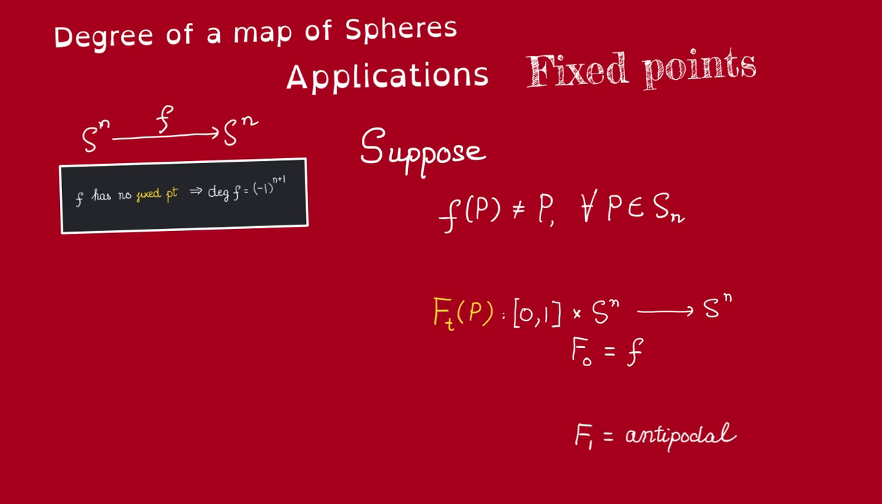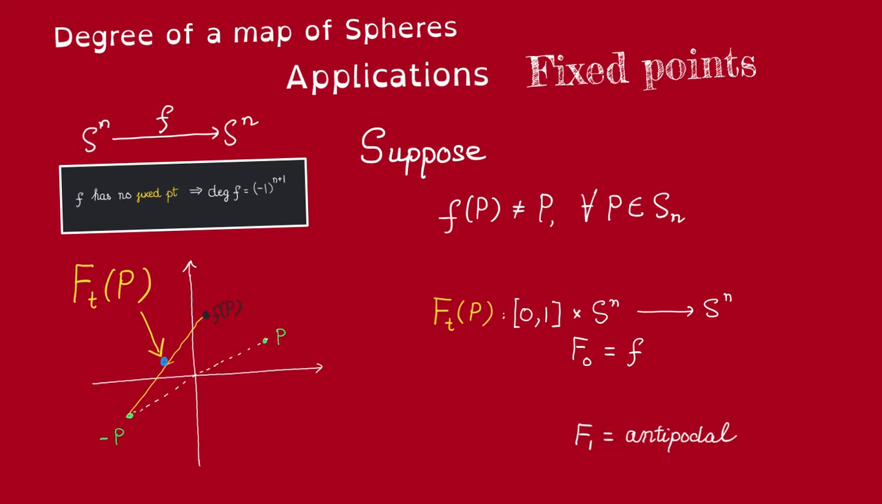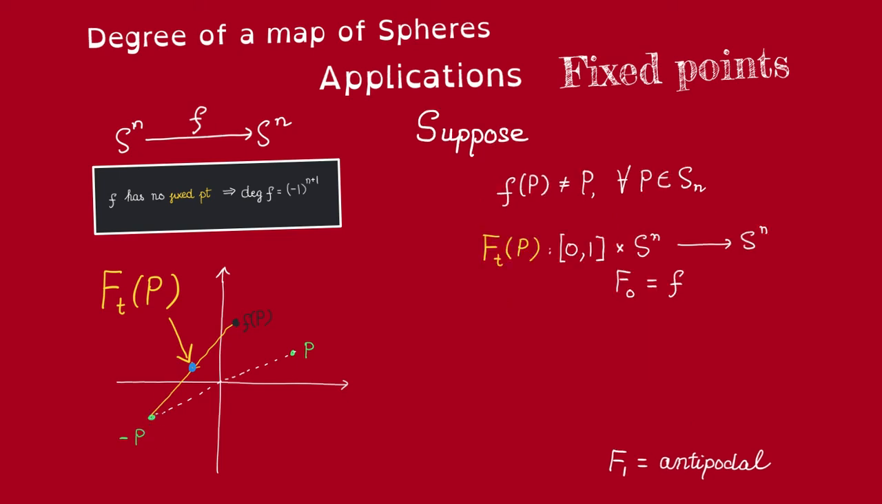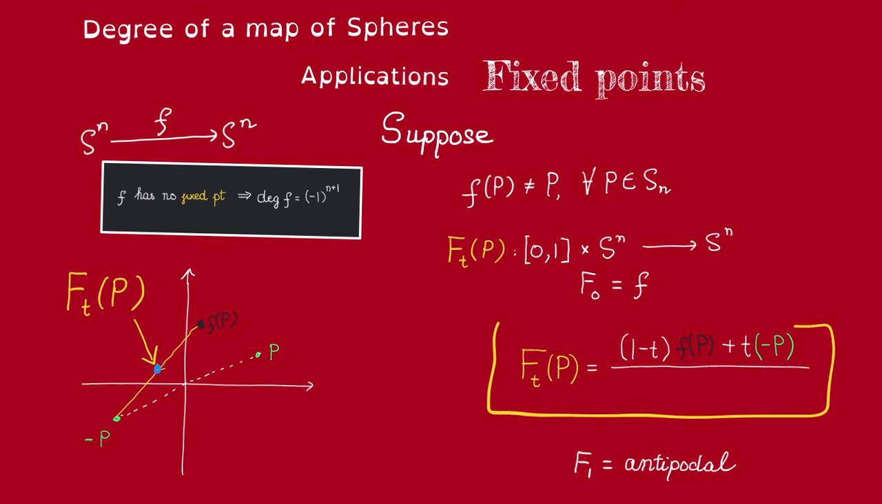The idea is to use a line homotopy. For every point P, we want F_t(P) to be a point on this line segment, going from F(P) to the antipodal point of P, which we call -P. Well, I guess we do know how to do a straight line homotopy. This is just beginner stuff. So is this the answer then? Is this the construction of the homotopy?